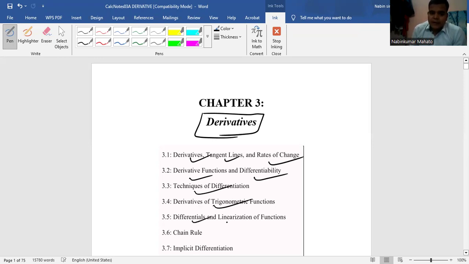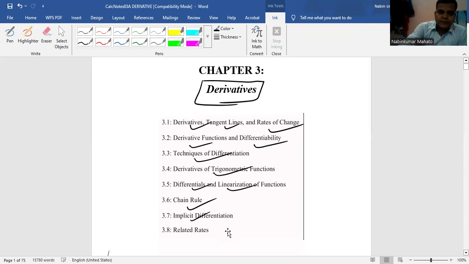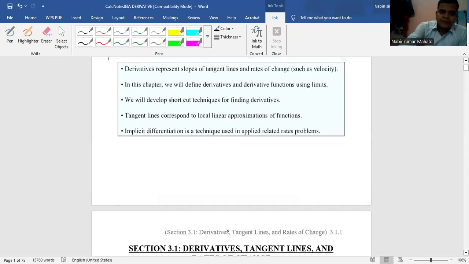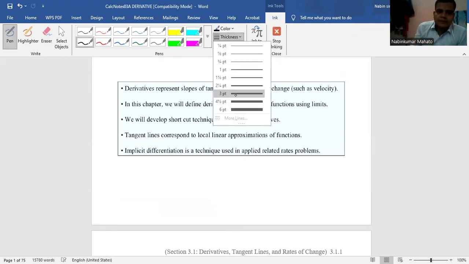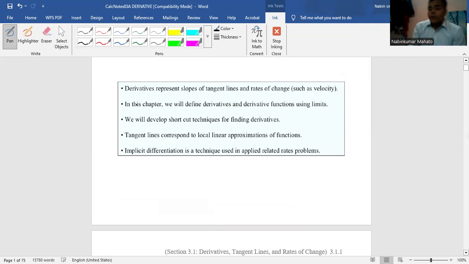Differentials and the linearization of a function, where linearization of the function is a linear function, and the chain rule, implicit differentiation. First of all, derivatives. Look at here.